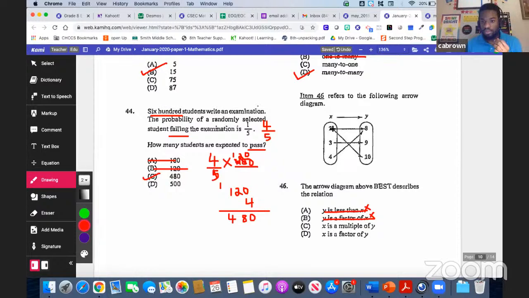No. 2 is not a multiple of 10 either, because multiples of 10 would be 10, 100, 1,000, and so forth. So this is also not true. So it means that D is our answer.